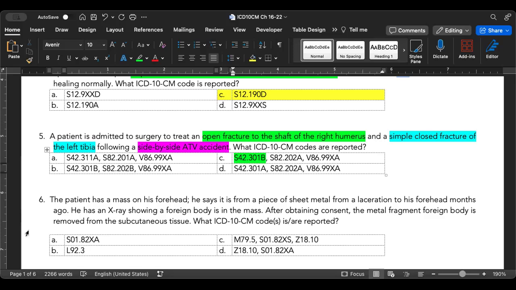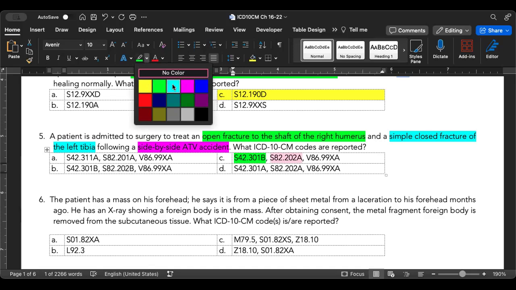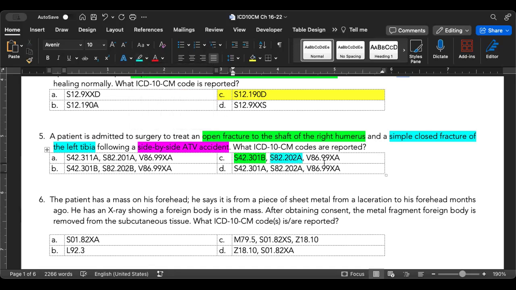S82.20. So we need our sixth character for laterality. What's our sixth character for laterality? 2. And then our seventh character for a closed fracture is A. So the full valid code is S02, I'm sorry, S82.202A.